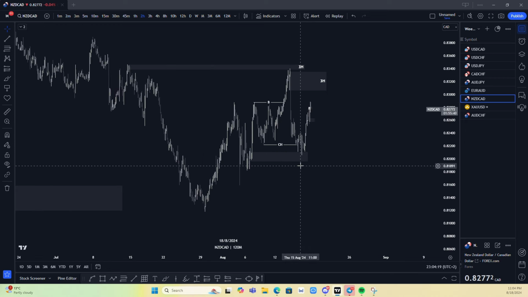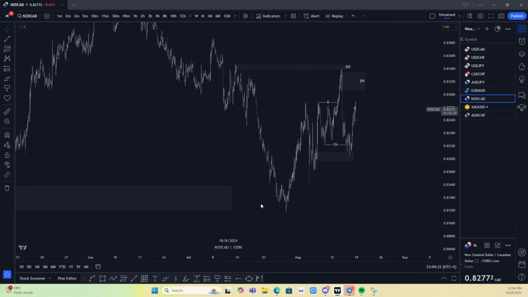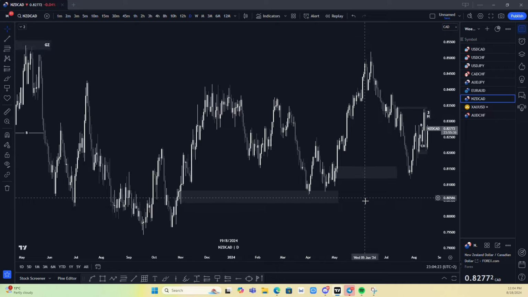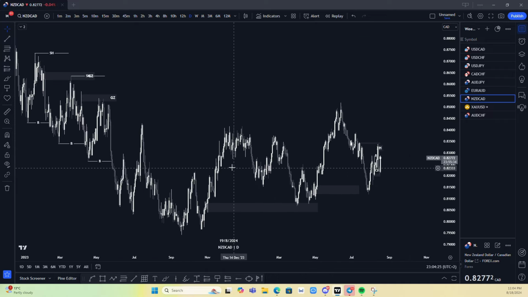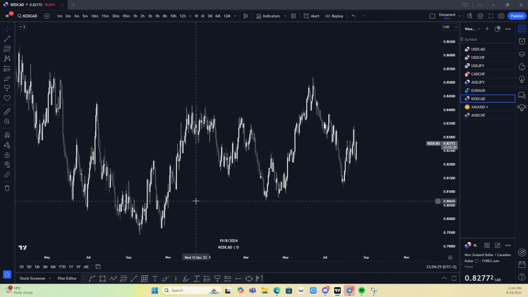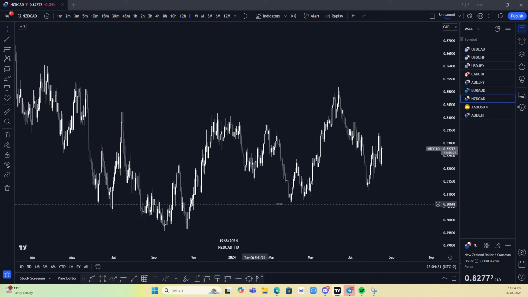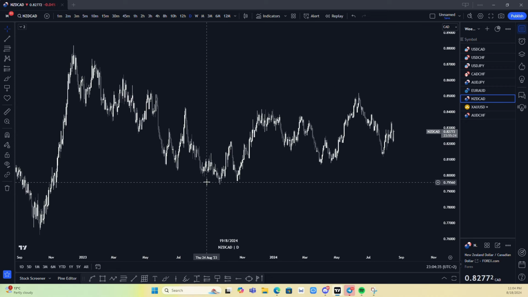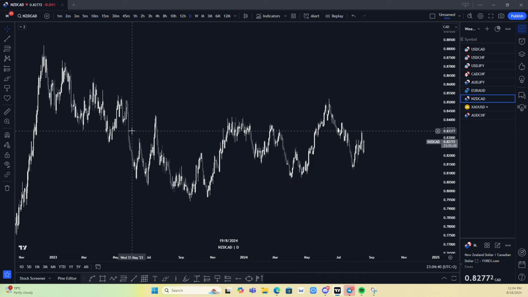Okay, so now for NZD CAD, pretty much a tricky pair, because you can be confused about where price is going. Here we can see that price is currently pushing to the upside, as there was a change of character involved here, and price changed from this downtrend to an uptrend.